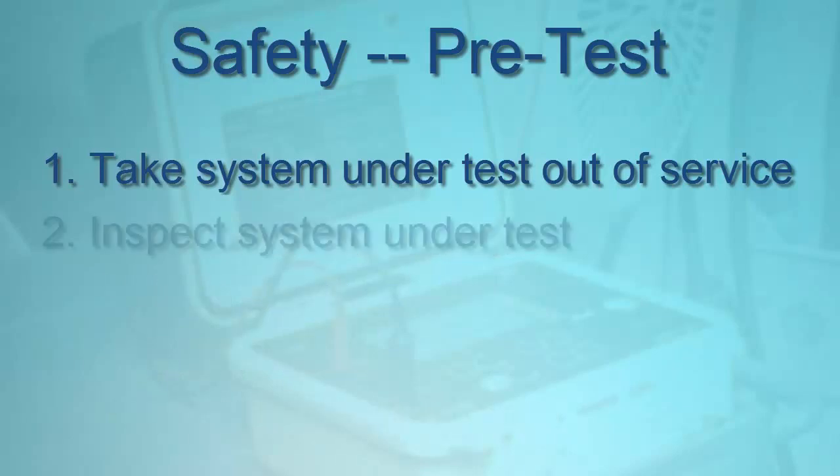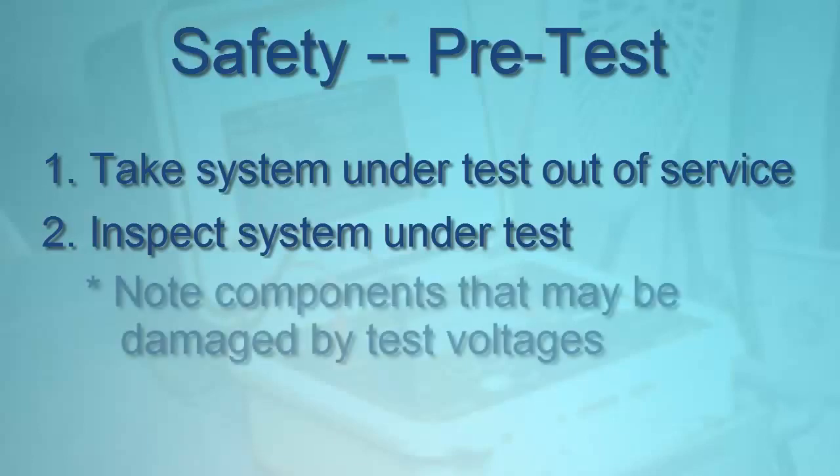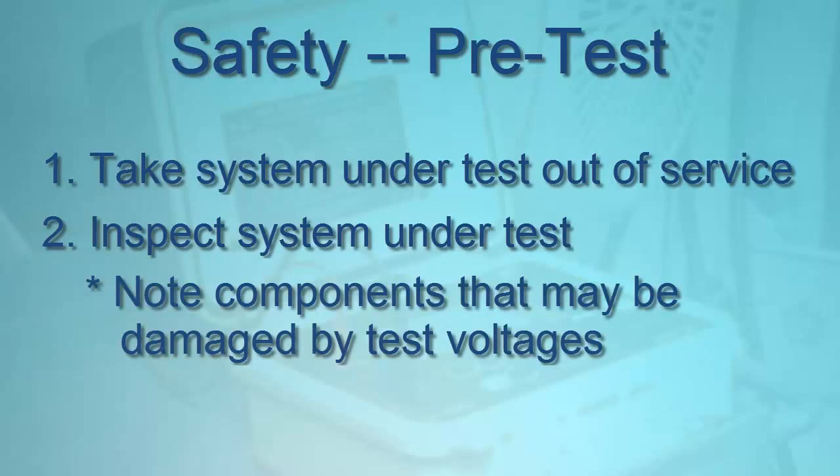Next, perform a thorough inspection of the system under test. In general, the more equipment included in the test, the lower the resistance reading. Therefore, it's critical to inspect the system and understand exactly what you're including in the test. Make note of any equipment that might be damaged by high test voltages, and either adjust the test voltage accordingly or exclude these components from the test.